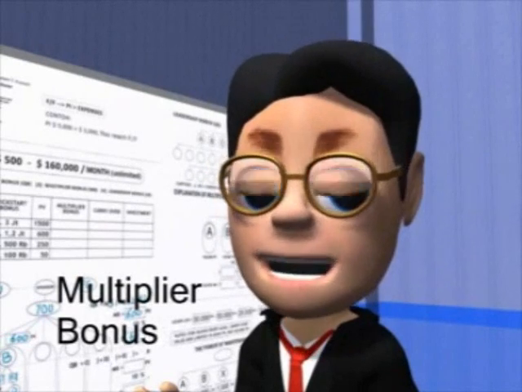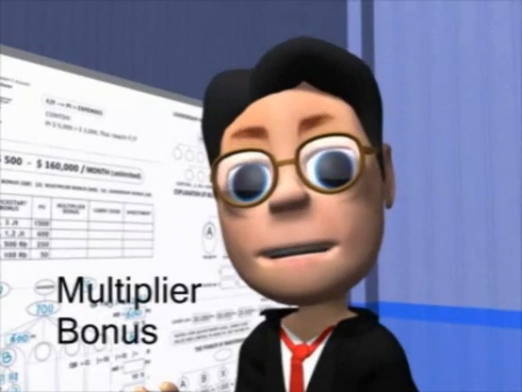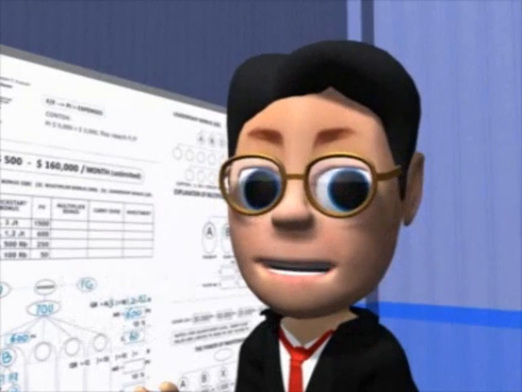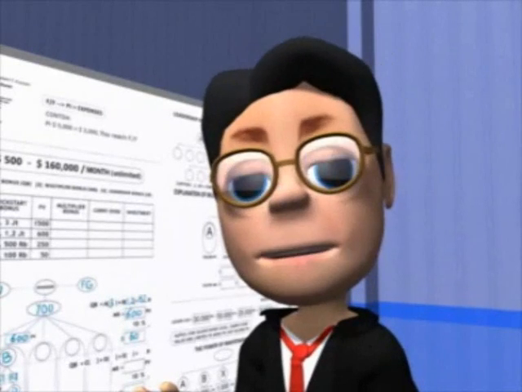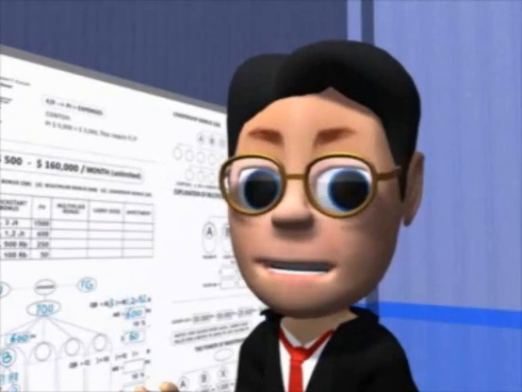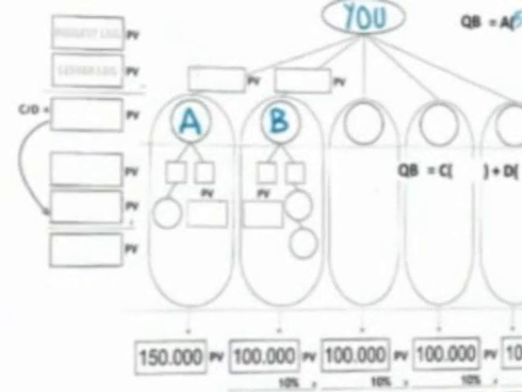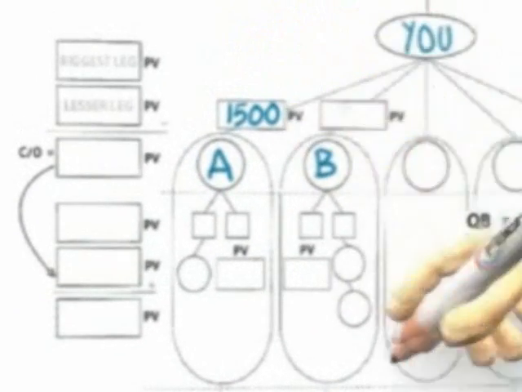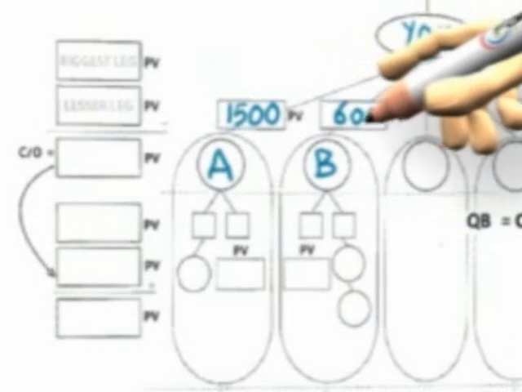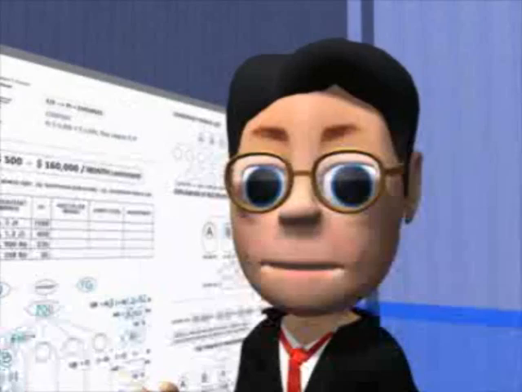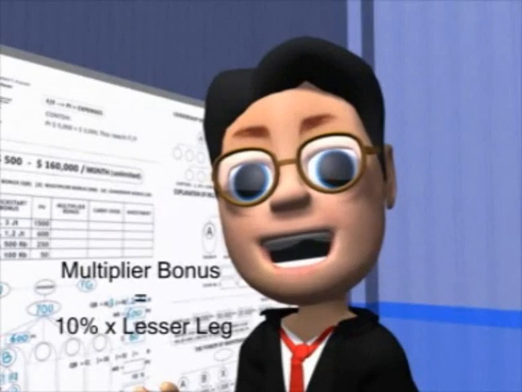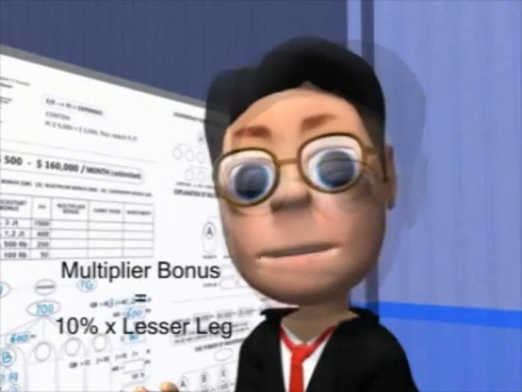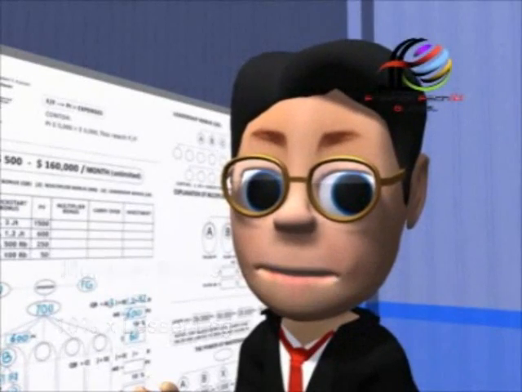The multiplier bonus is calculated based on the point value or PV. In this example, if A joins at the Diamond level, then there is a point value of 1,500 PV. B joins at the Platinum level, so the point value is 600 PV. The formula for the multiplier bonus is 10% from the lesser legs.